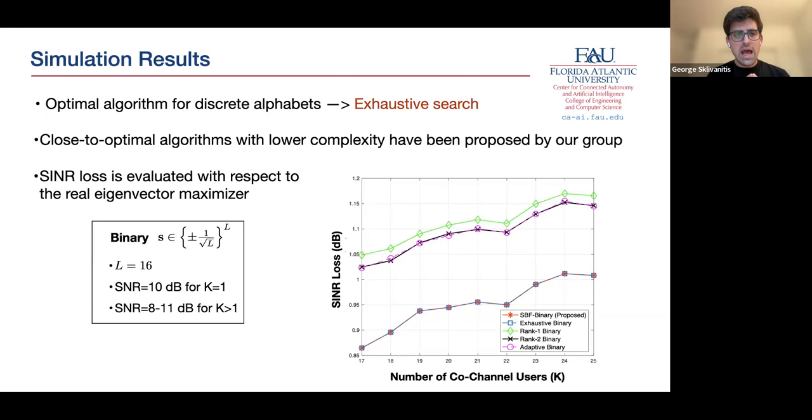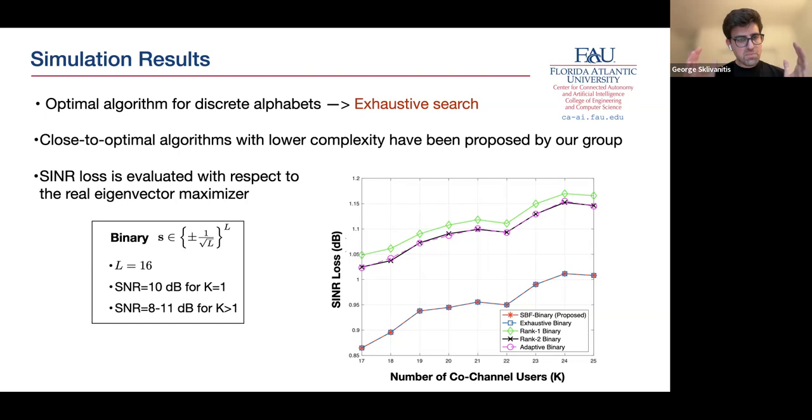I will review some of the simulation and experimental results in the rest of the presentation about how different codes operate in terms of SINR. What you see here, on the y-axis, is the SINR loss when you are using binary codes with respect to complex codes for a code length of 16, okay? The different colors are different algorithms. The red stars, which are the performance of our proposed algorithm, are what I want you to look at.